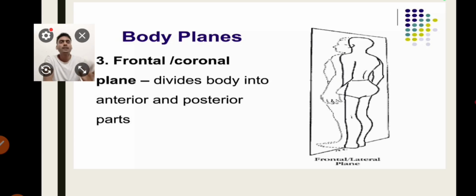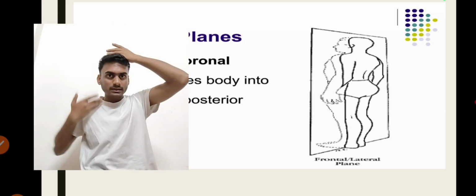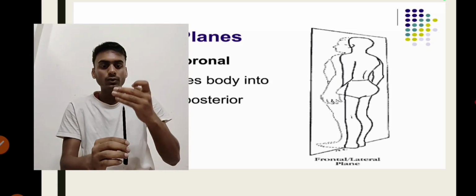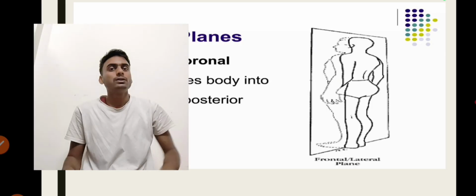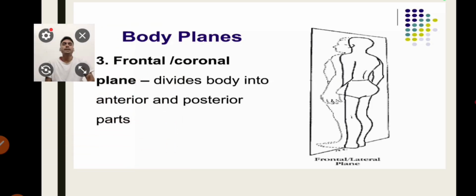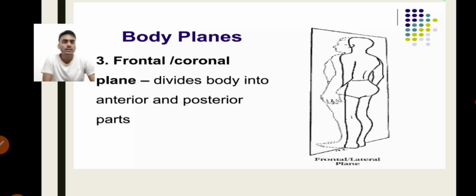The next plane is the frontal or coronal plane. This is very important. The coronal plane means your body is divided into anterior and posterior, like an imaginary cut from here. If you cut like this, this is your anterior part and this is your posterior part, so this plane is known as the coronal plane or frontal plane. Now we discuss the next part, as you also see in the image.